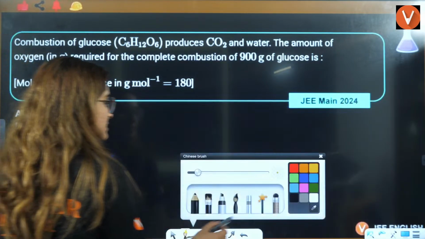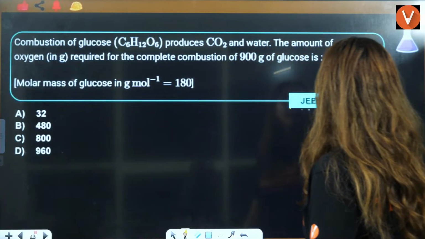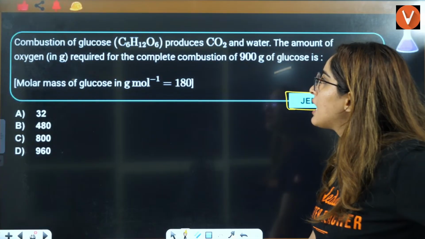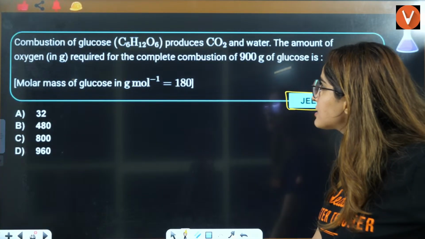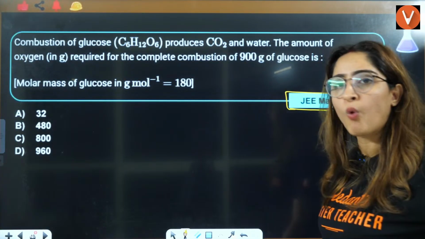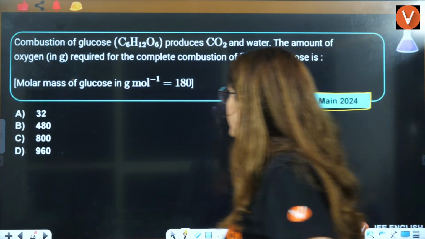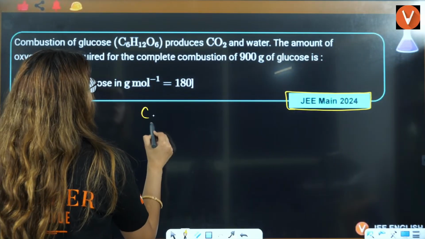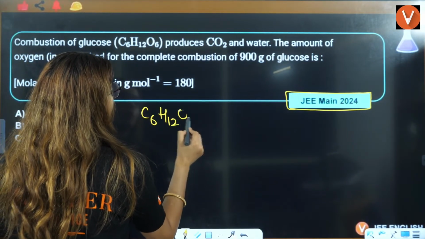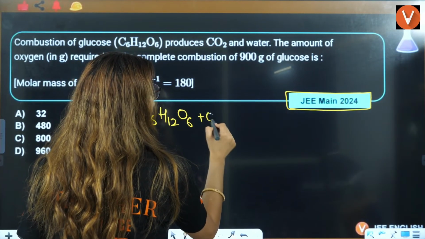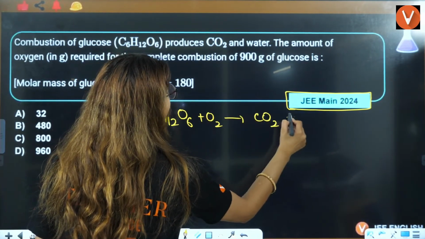Now, let us see. The next one is a JEE Mains 2024 previous year question. Combustion of glucose produces CO2 and water, right? So this is your glucose, C6H12O6, that produces CO2 and water. You have to balance this equation.